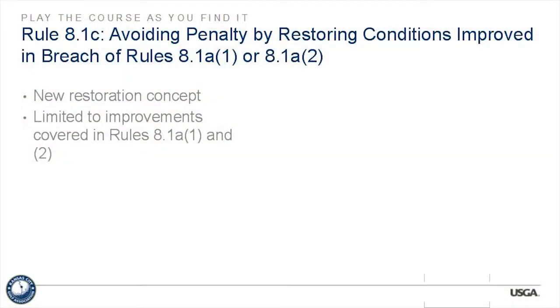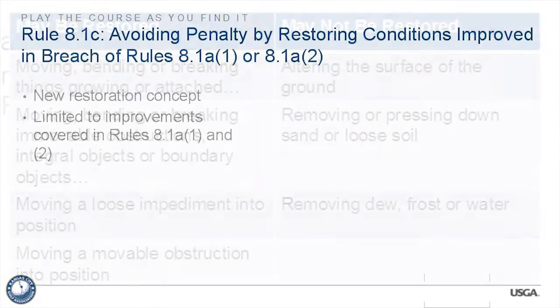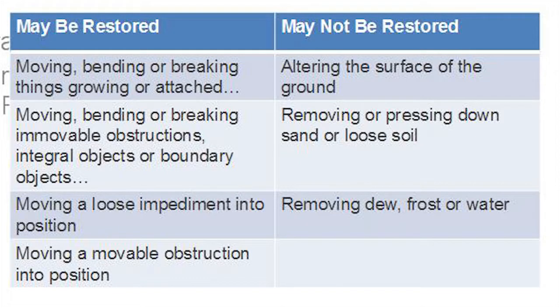All right, let's talk about some things that we can do and undo them to not be penalized. This is a new little concept in the rule. Some examples of things that may be restored: moving, bending, or breaking things growing or attached. There are ways that we can get those back into place and be okay. Moving, bending, or breaking immovable obstructions, integral objects, or boundary objects, a loose impediment into position, or moving a movable obstruction into a position. Those all may be restored. Like you saw in the slide of the kid standing on the bench trying to hit the shot out of the tree. If he moves that bench into place and then takes his stance, he's still not penalized. He might realize it and go, oh yeah, I can't do that. Moving it out of the way keeps you from getting a penalty.